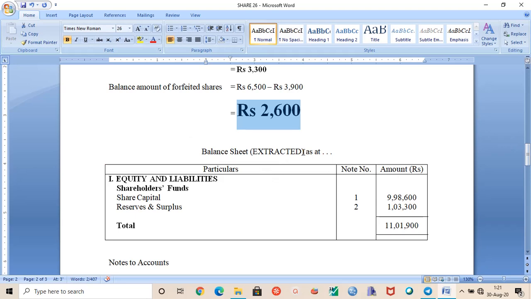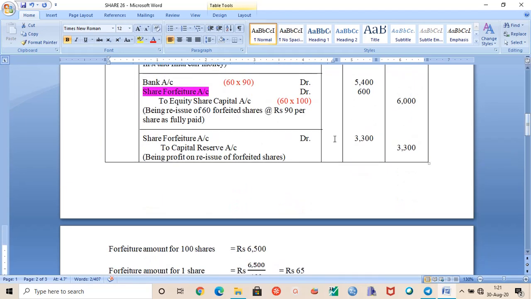Always and always remember to write extracted. Don't worry about the amounts, because we prepare notes to accounts, then we come to know what is the amount here and then we write here. So this is your main head, equity and liabilities. Under this main head we write the subheads, that is shareholders funds. Under shareholders funds, two items will appear, that is share capital and reserves and surplus. For share capital you give note number 1, and for reserves and surplus you give note number 2. Why reserves and surplus? Because we have SPR in this particular question and we have capital reserve also.